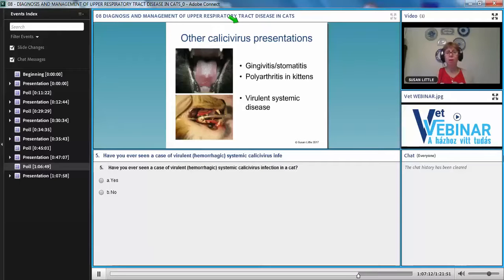I'll show you at least one paper out of Europe, and we'll look at what some of these lesions look like. It's something that you do need to be aware of because it does not look like our garden variety calicivirus. I just wanted to make sure that you know about this, even though we're talking primarily about upper respiratory tract disease here tonight. We'll wait another moment to get a few more votes in.